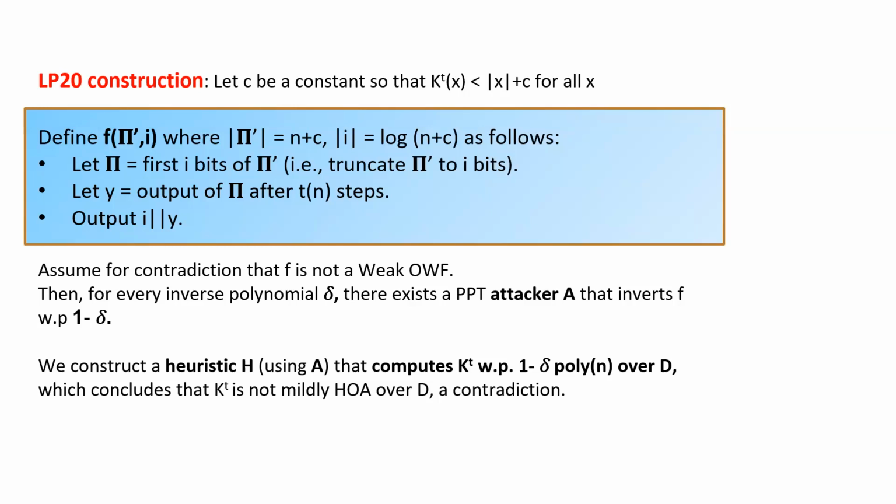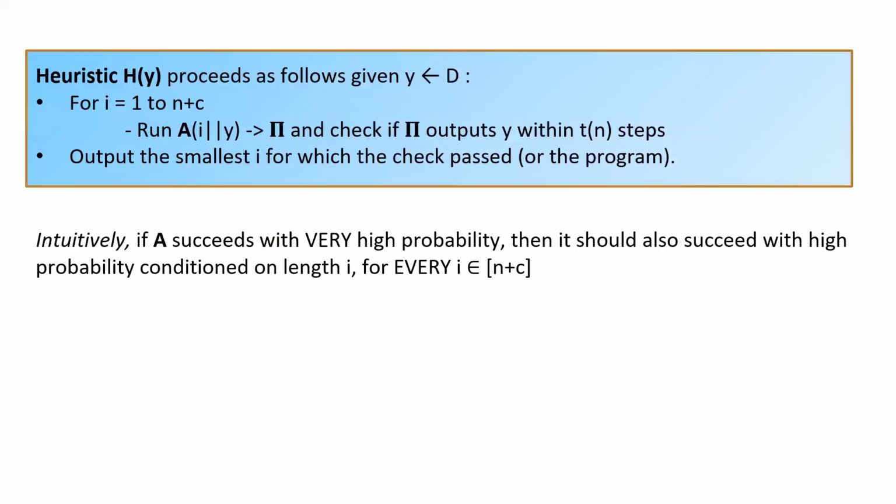Well, we are only going to show that this is weakly one-way. So we are okay with some inputs where the function is not one-way. Hopefully this is becoming more convincing. Let's look at the reduction. Suppose that we have somebody who inverts this function. Now we want to use this inverter to compute KT complexity of strings that are sampled from D. So how does the heuristic proceed?